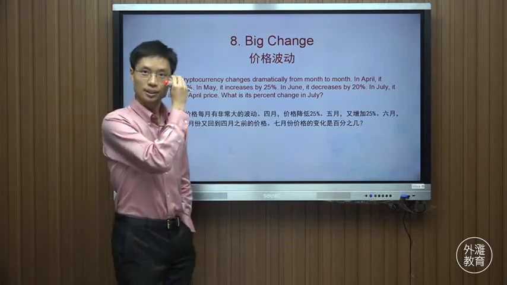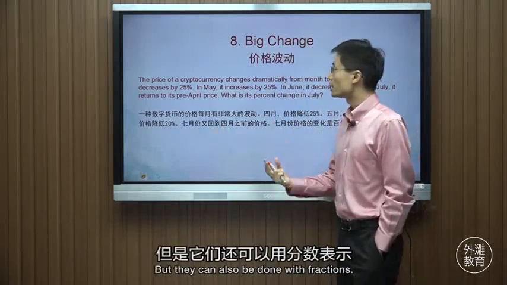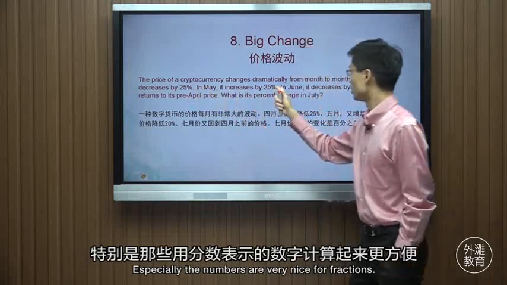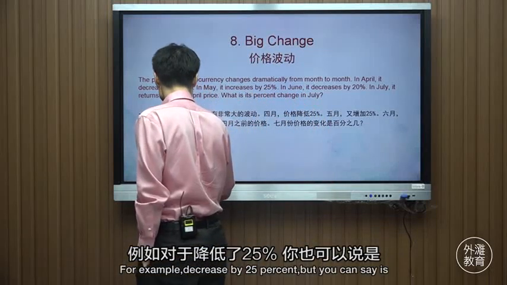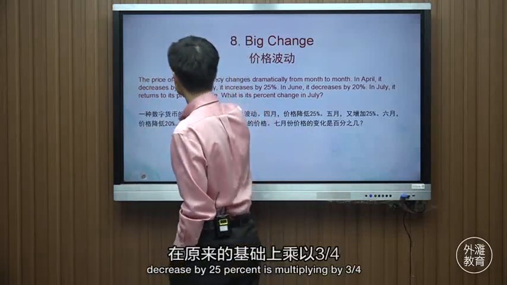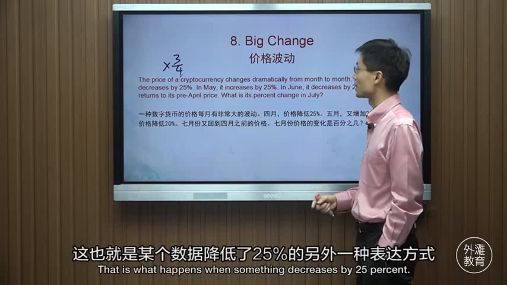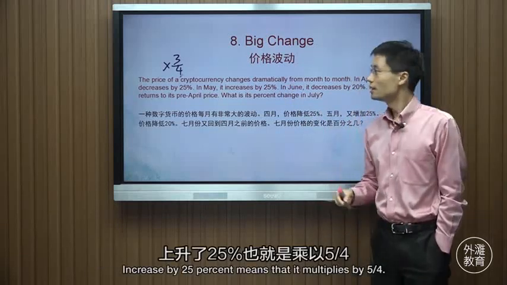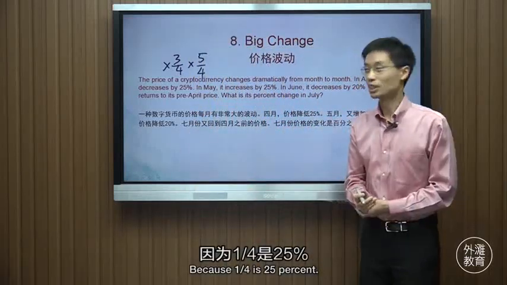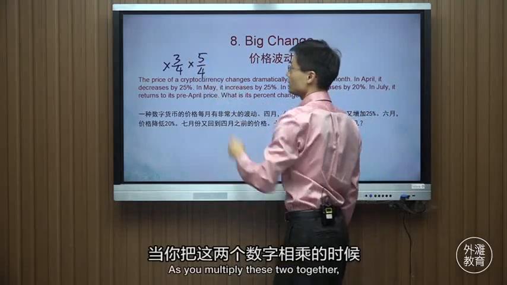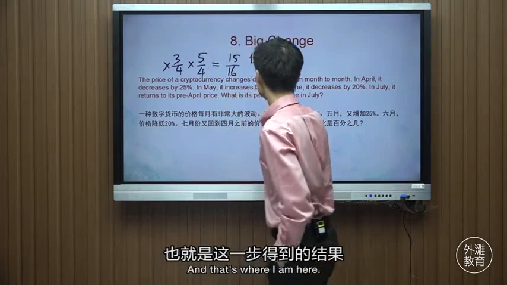When you look at these numbers, increase and decrease by percents can be done with decimals, but they can also be done with fractions, especially when the numbers are very nice for fractions. For example, decrease by 25% is multiplying by 3/4. That's what happens when something decreases by 25%. Increase by 25% means that it multiplies by 5/4, because 1/4 is that 25%. If you multiply these two together, so far, what we get is multiply by 15/16, and that is where I am here.